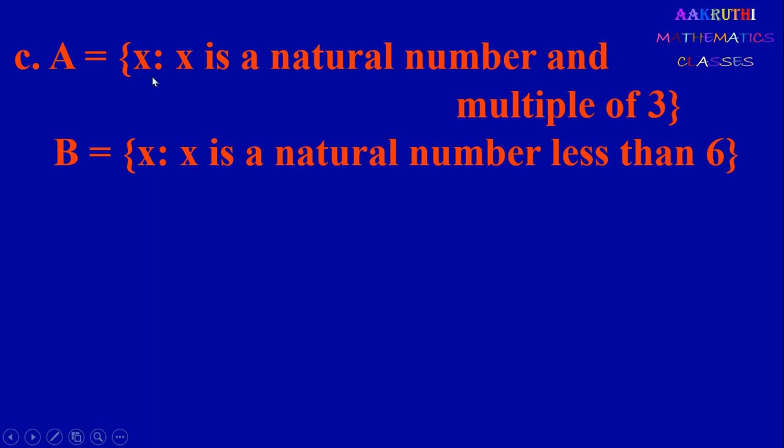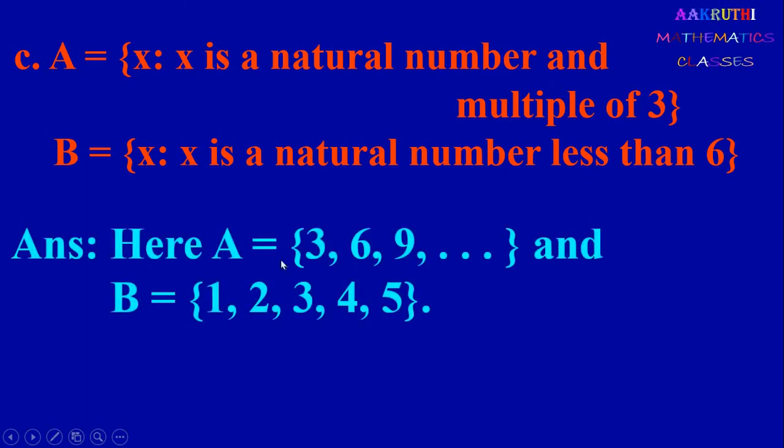So next, set A equals the set of all x such that x is a natural number and a multiple of 3. So you have to write all the multiples of 3. Then B is the set of all x such that x is a natural number and less than 6. Now first we write sets A and B. Set A is 3, 6, 9, etc., only natural numbers. Then natural numbers less than 6 are 1, 2, 3, 4, 5. So 6 is not included. It is less than 6.